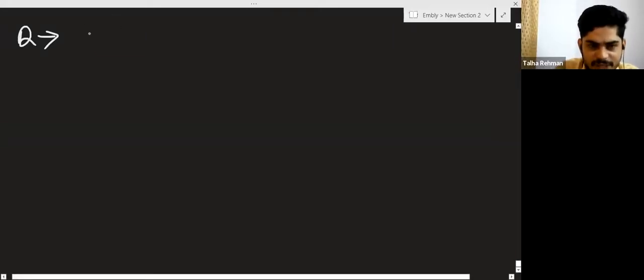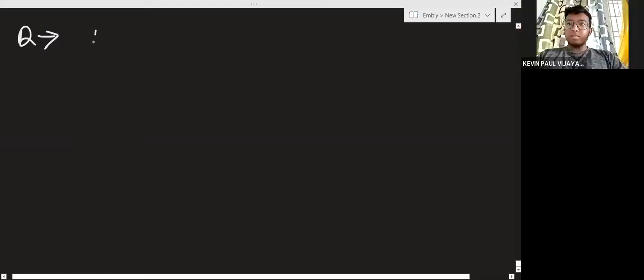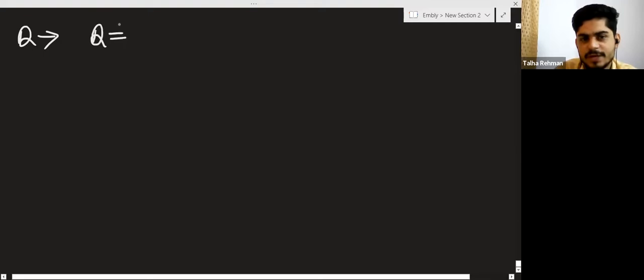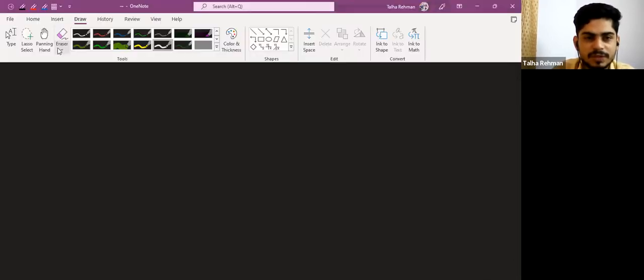So instead of y, now I have written q, and this q is written in terms of t: 3t square plus 5t plus 6. So do one thing before that.